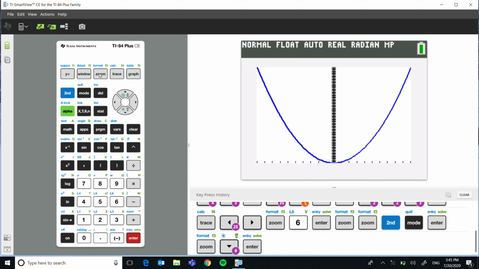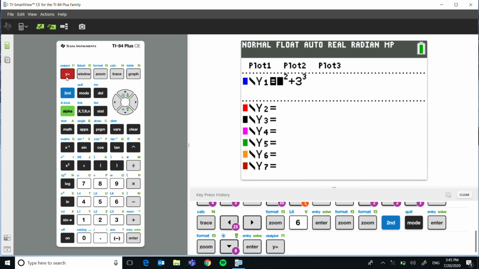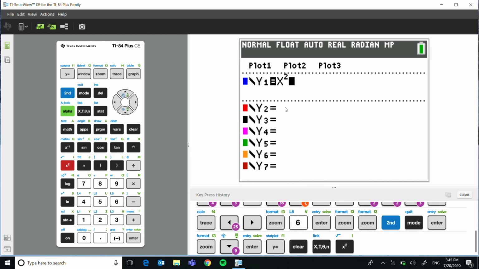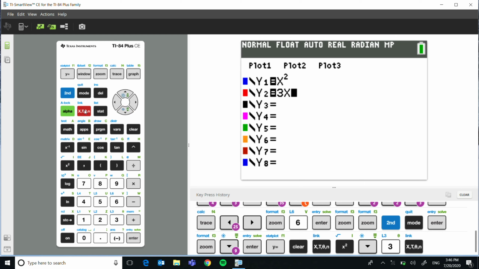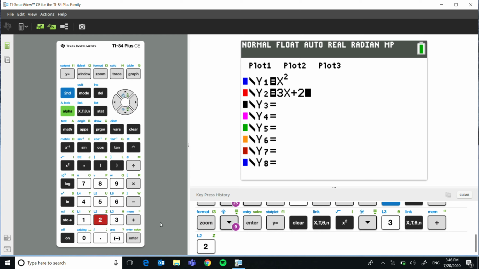Okay. Now, on certain graphs, we will have to find the zeros and where they intersect. So I'm actually going to type in two different equations here. I'm going to type in x squared, and let's say 3x plus 2. All right, so now we have two different equations. And what this does is that it actually sets both of them equal to each other.